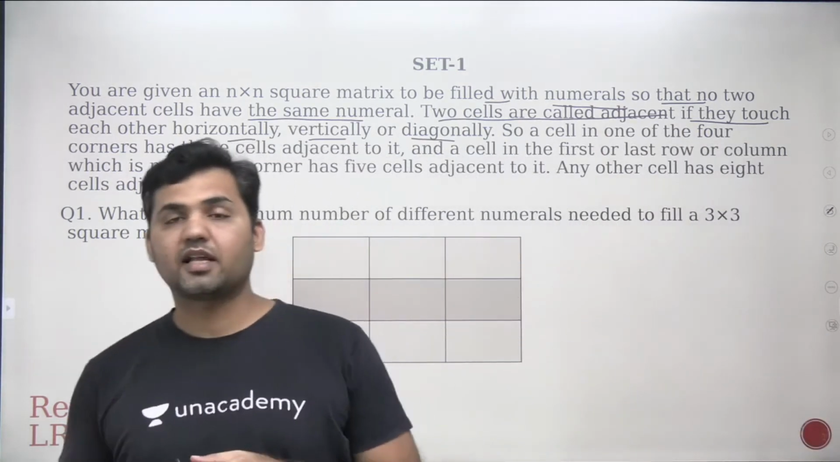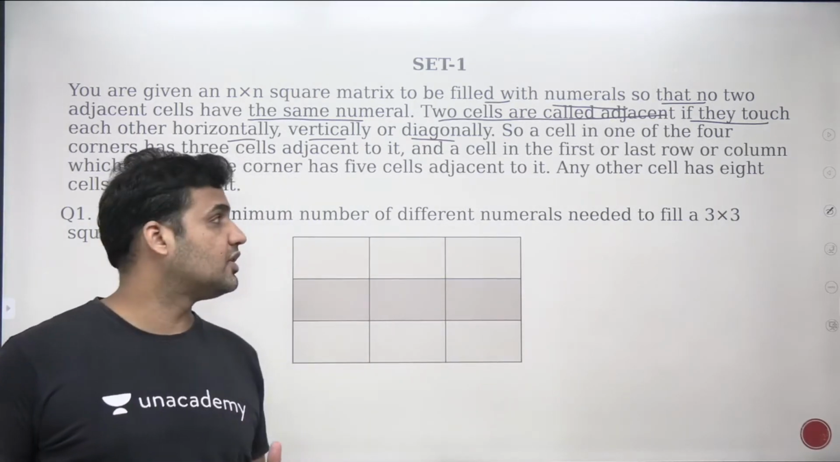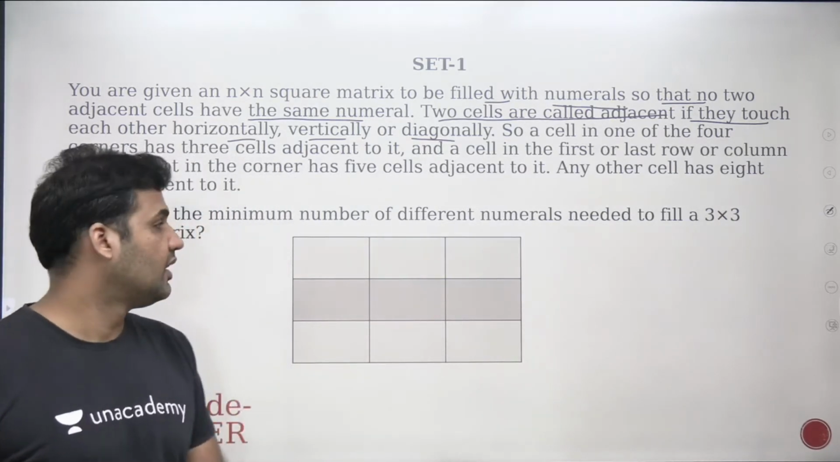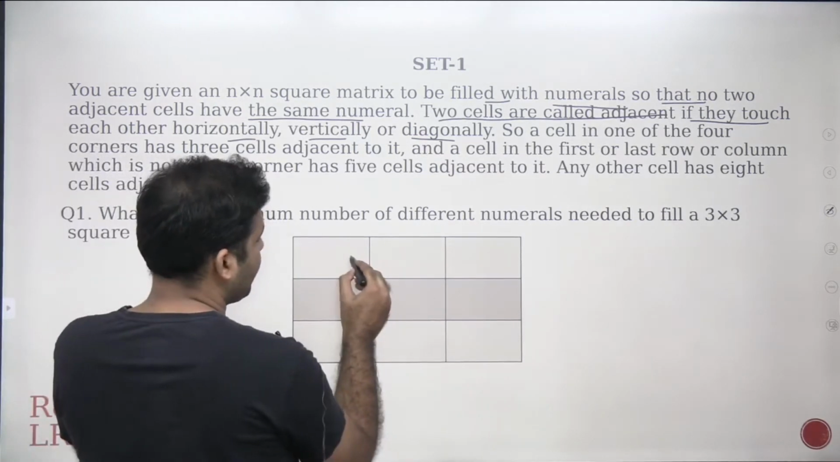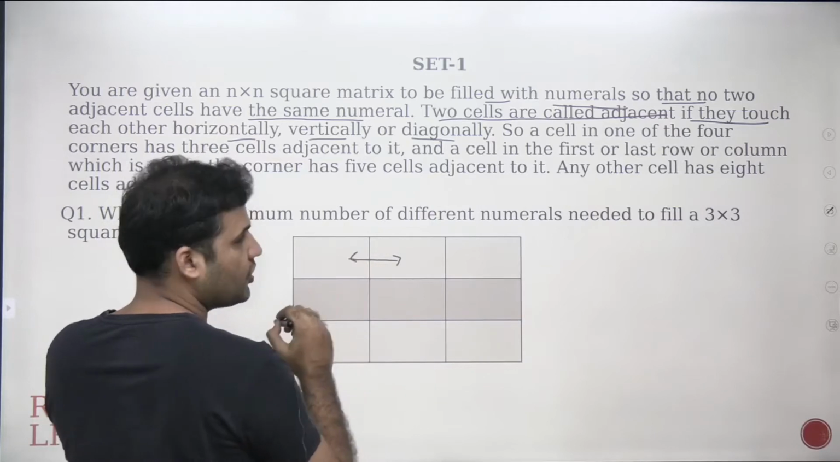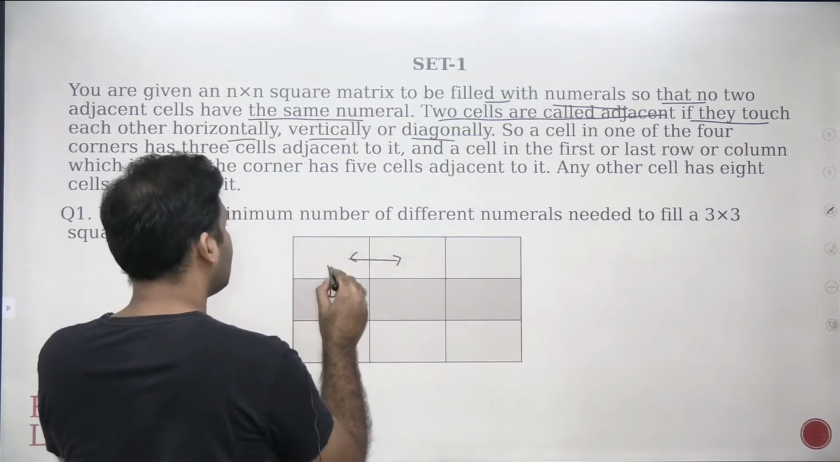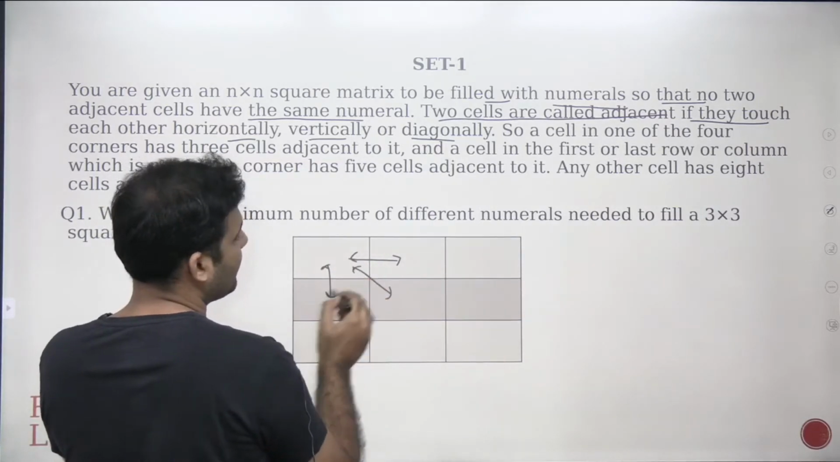So this is the main part that you should try to make yourself understand. What is the meaning of the word adjacent? If two cells are connected to each other horizontally or vertically or diagonally, then they are called adjacent cells.